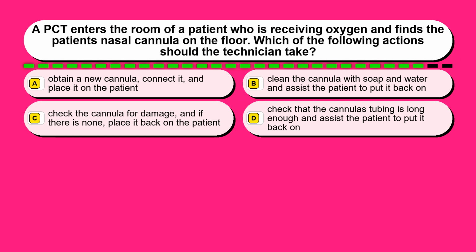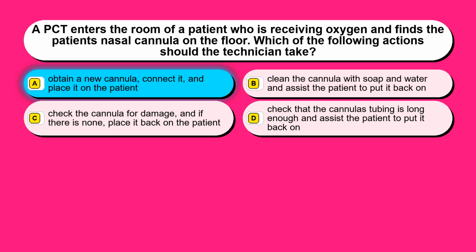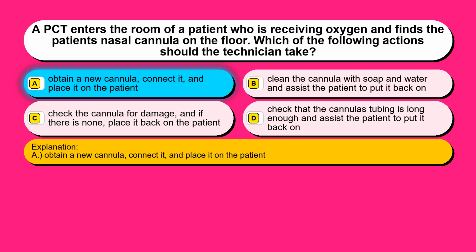Question 8. A PCT enters the room of a patient who is receiving oxygen and finds the patient's nasal cannula on the floor. Which of the following actions should the technician take? Option A, obtain a new cannula, connect it, and place it on the patient. Option B, clean the cannula with soap and water and assist the patient to put it back on. Option C, check the cannula for damage, and if there is none, place it back on the patient. Option D, check that the cannula's tubing is long enough and assist the patient to put it back on. The correct answer is option A, obtain a new cannula, connect it, and place it on the patient.